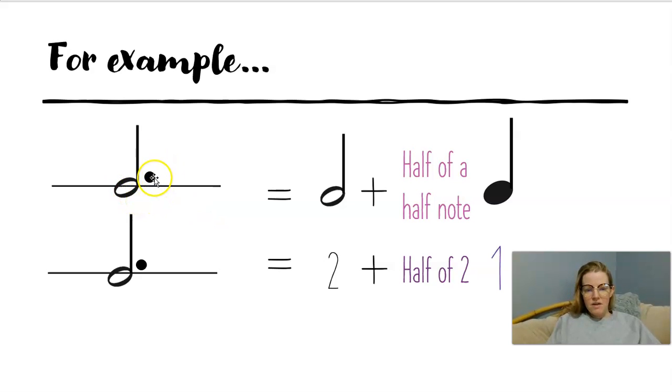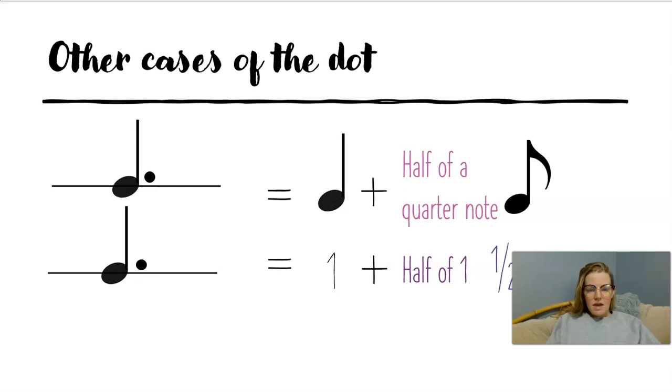You can also think of it as adding the next smallest duration. So it'd be like adding a quarter note to the half note. If that's easier for you to think of and to get the correct answer, then do it that way. So it would be a half note, or 2, plus a quarter note, or 1, equals 3. Get the same answer.